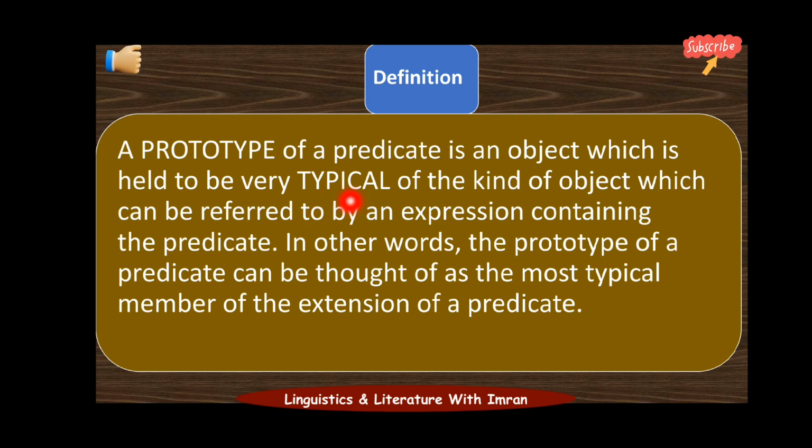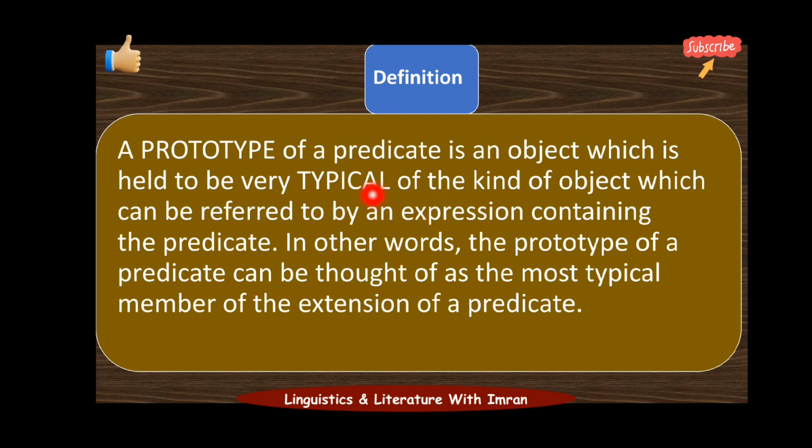Or if I say a chair, a chair comes in different shapes, different sizes, or different colors. So one of the chairs would be very typical, and that typical chair would be our prototype. So we will discuss this concept in detail on coming slides. You don't have to be worried right now, right?